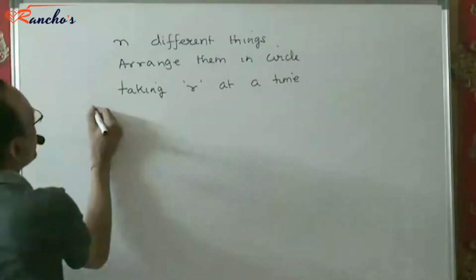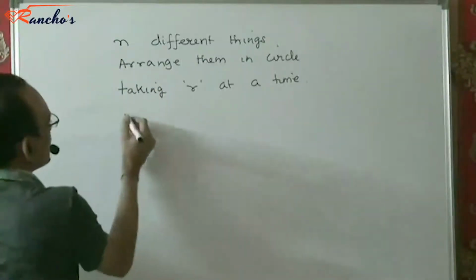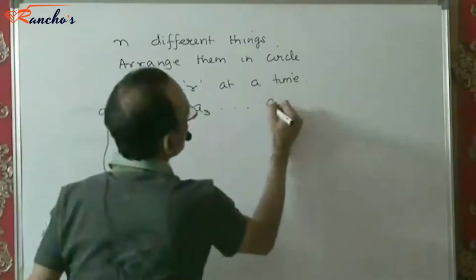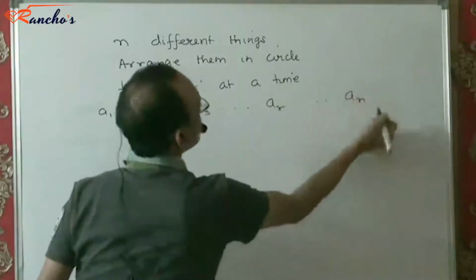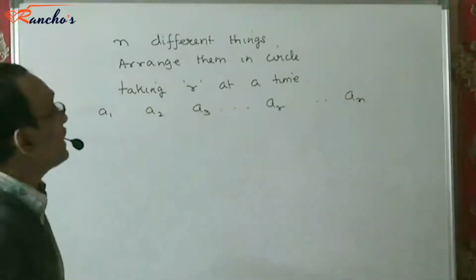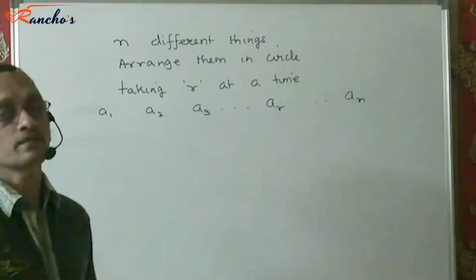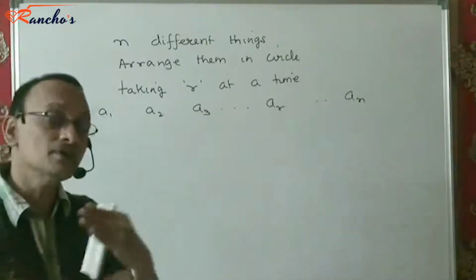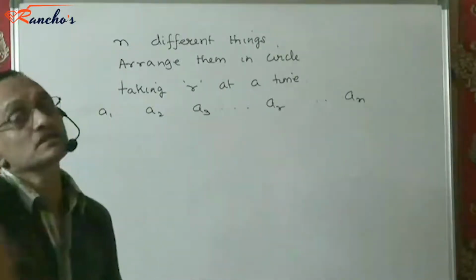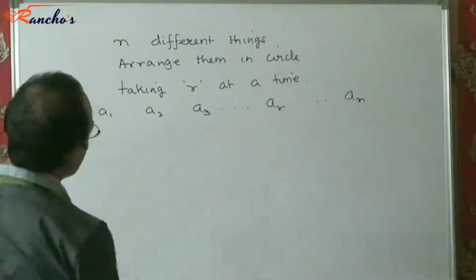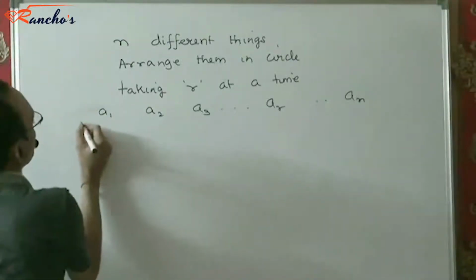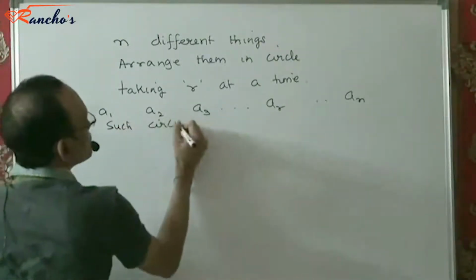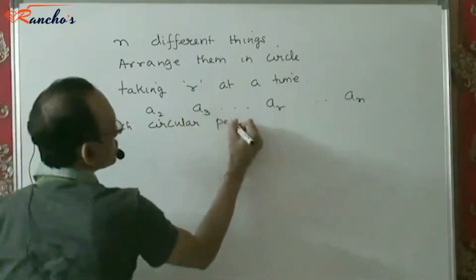So suppose these were the n different things, a1, a2, a3, ar, an, and I take r at a time. I want to find out in how many ways I can arrange these n things by taking r at a time in a circle. Let's say there are x such circular permutations.